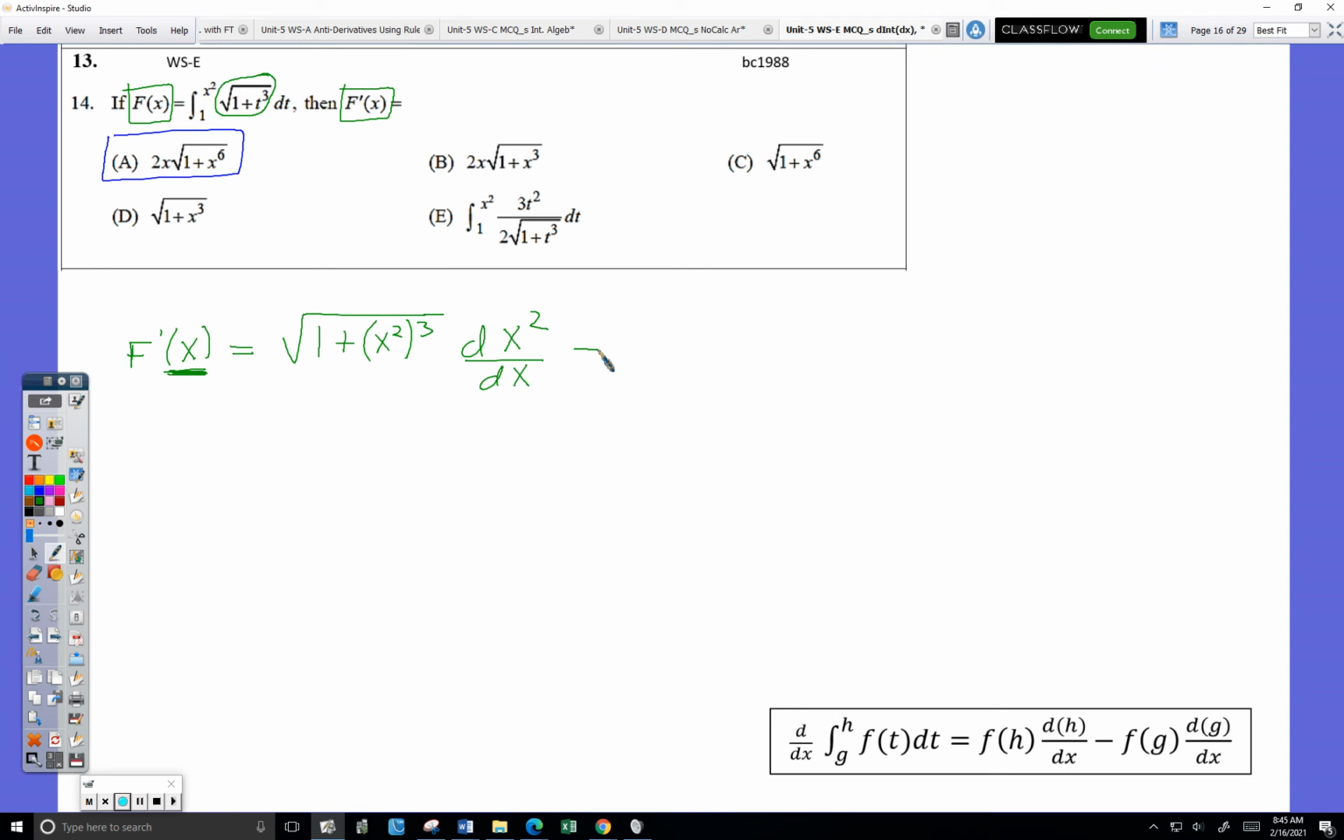Questions? And exactly the same thing with the lower limit. Let's just write it out. So you go square root, 1 plus, lower limit is 1, so you have 1 over dx. Questions?